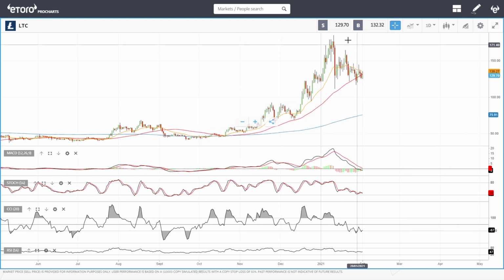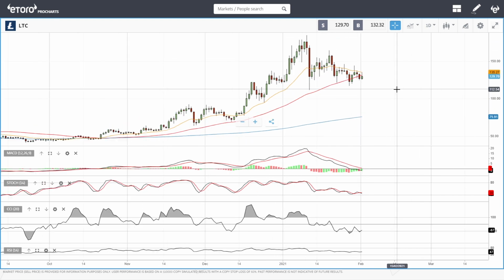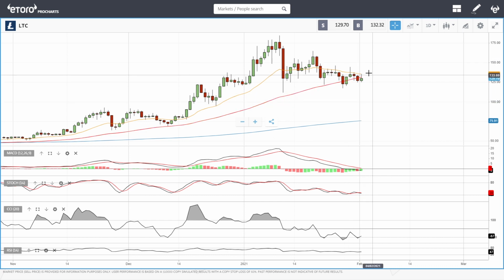We are actually trading in a triangle here. We'll probably have a break to the upside or to the downside, but this is not looking very bullish for Litecoin. Technical indicators are also all over the place. MACD is bearish, the stochastic is bearish, the CCI is bullish a little bit. We're still trading on the zero, and the RSI is technically flat at this point.